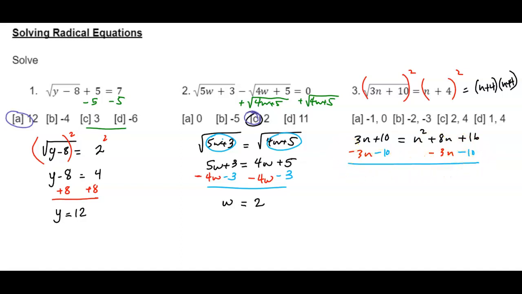That gives me 0 on the left equals n squared plus 5n plus 6. The two numbers that multiply to give me 6 and add to give me 5 are positive 3 and positive 2, so I can rewrite this as n plus 3 times n plus 2. And remember, to solve, you set each of these factors equal to 0 and solve for n. Doing that gives me that n equals negative 3 and n equals negative 2. It does turn out that both of these work, so our correct solution is B, negative 2 and negative 3.